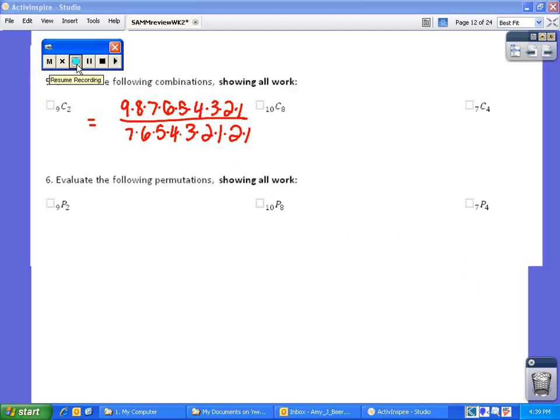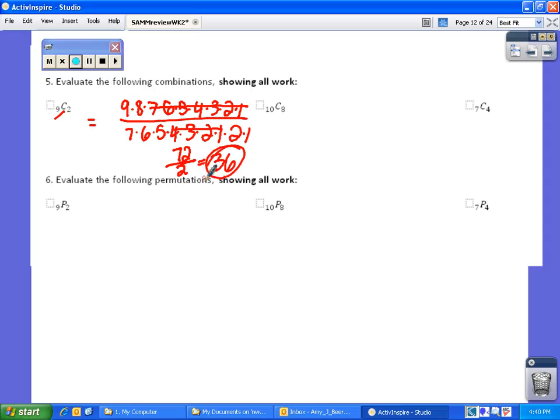When you're completing a combination, remember it's n factorial on the top, n is 9, over n minus r, which is 7 factorial on the bottom, times r factorial, which is 2 times 1. Everything from 7 down cancels out, so you're left with 9 times 8, which is 72 on the top, over 2. And on your test, I'm perfectly fine if you use your calculator.